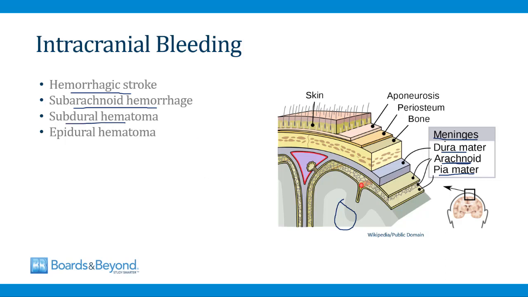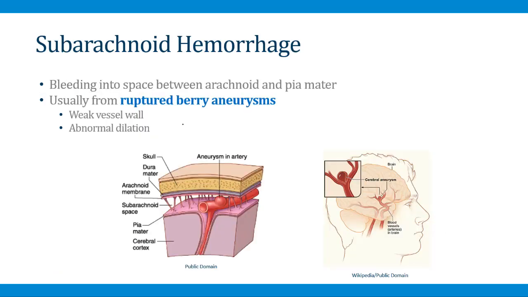And then finally, you can bleed on top of the dura mater beneath the skull, and this is called an epidural hematoma. And so we won't talk about hemorrhagic stroke in this video, but we'll go through these 3 causes of intracranial bleeding one at a time. Let's start by talking about a subarachnoid hemorrhage.